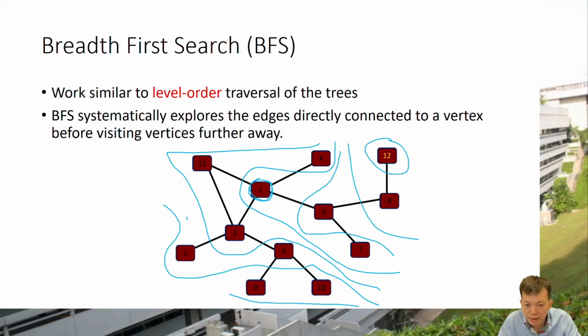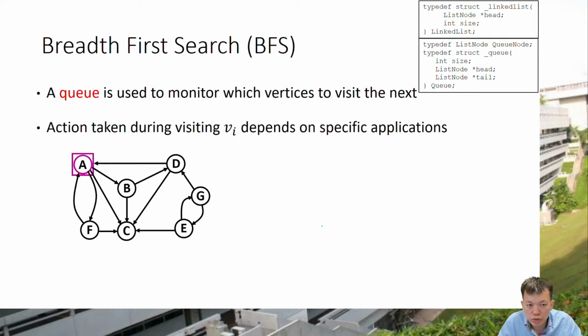You know that soon after that, you need to visit 4, 11, and 2. So there's a queuing. You play this thing a few rounds, you notice that you actually are doing something queuing. You're queuing the order of the next visiting nodes, vertex. So to do so, not surprisingly, I need a queue to help me.